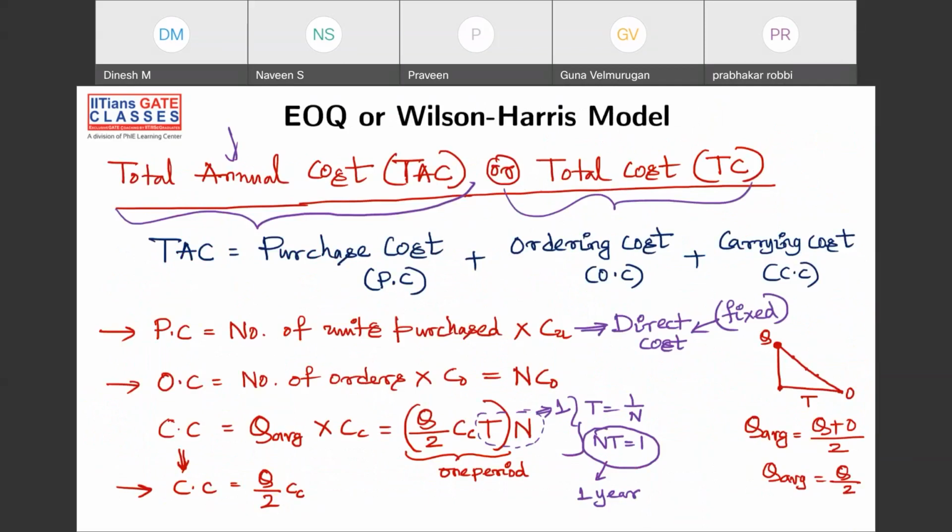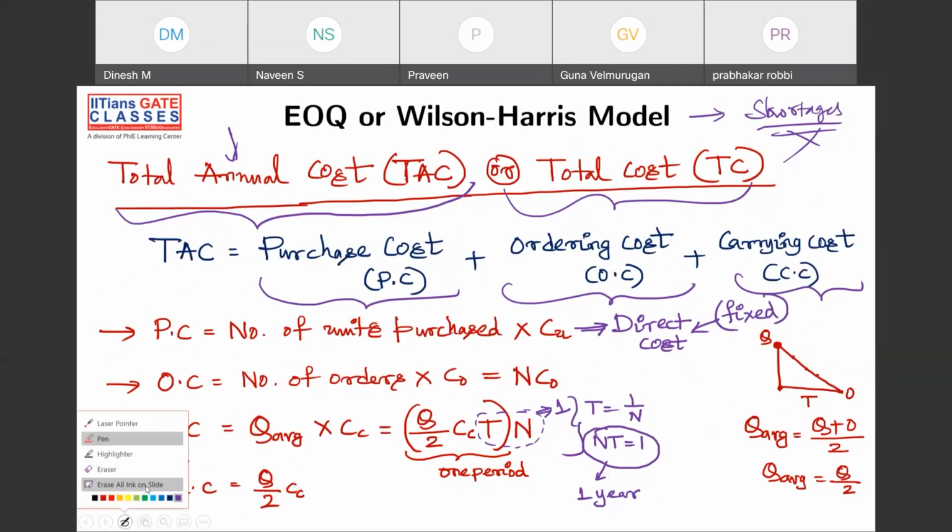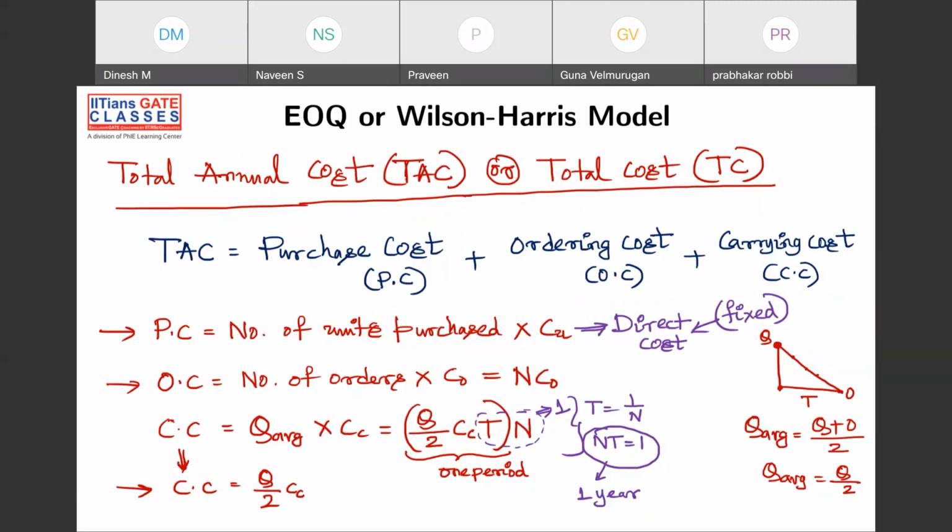Total annual cost is nothing but purchase cost plus ordering cost plus carrying cost plus shortage cost. But in this economic order quantity model, or Wilson-Harris model, shortage is not allowed. It is a simple model, so we are assuming there is no shortage. That's the reason shortage cost is not added here, but we will add it in future models. As of now, for simplicity, total annual cost is purchase cost plus ordering cost plus carrying cost. We know that already.